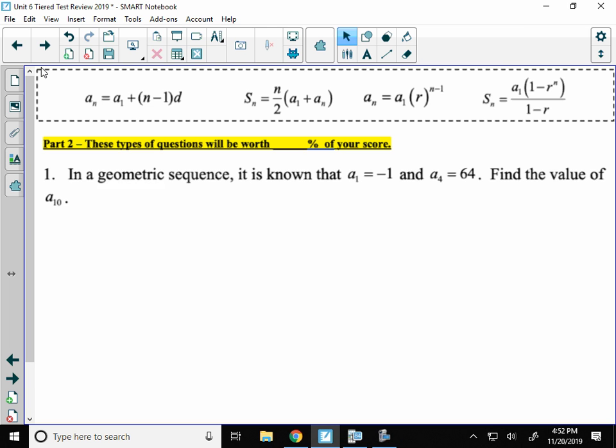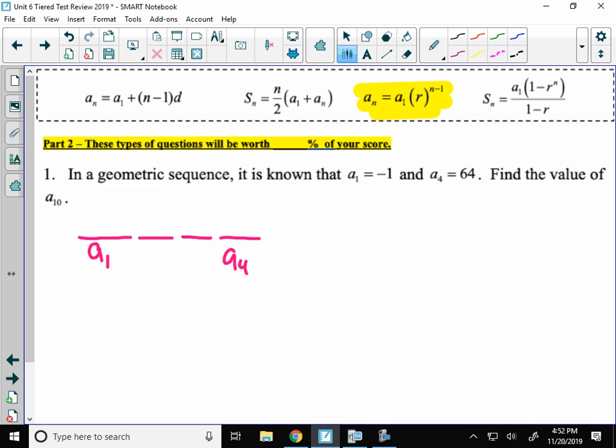So we know that we're looking at a geometric sequence, which is this formula right here. You can use that formula for the whole thing. The faster way that I like to do it is fill in some blanks. I know the first term, second, third, fourth term. So I know the first term is -1, the fourth term is 64. I first need to find the common ratio.